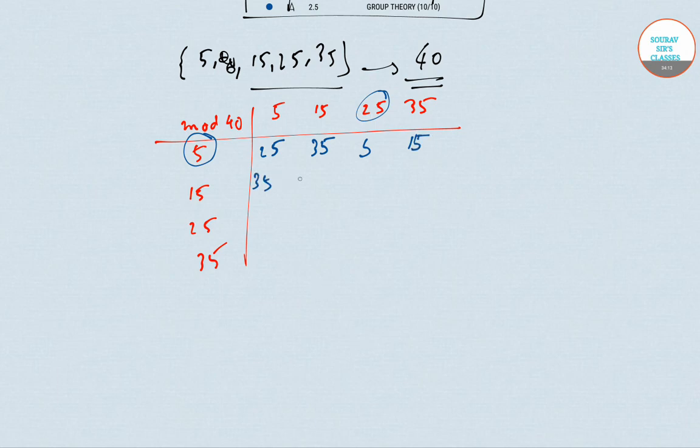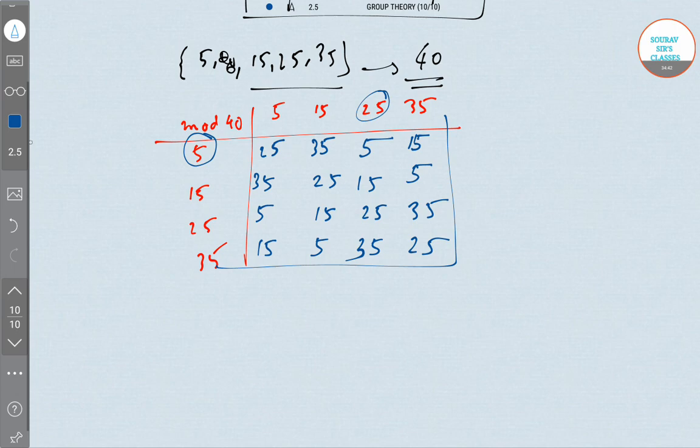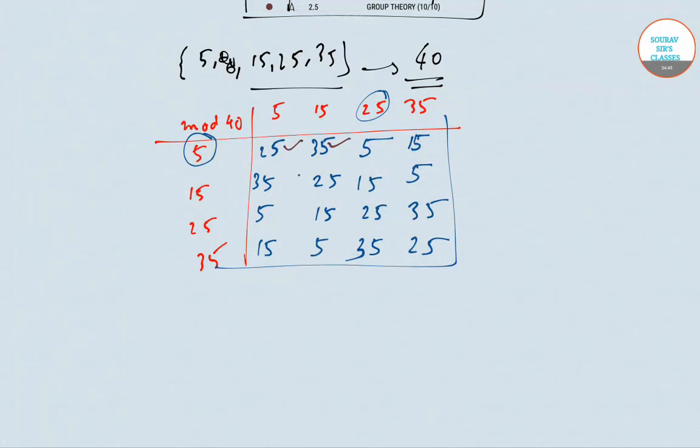In that way you can fill it up. 25 into 25 is 625, so 25. 35 into 15 is 525 by 40, so that is 5. 25 into 125, again 5. Now if you look at this set properly, each and every value is a part of the set itself. So this is a group under multiplication modulo 40, and 25 is the identity element of the group.